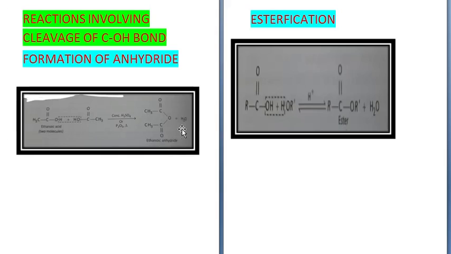Next reaction is esterification. When carboxylic acid reacts with alcohol, it forms an ester, RCOOH plus HOR dash. This will give you RCOOR dash plus H2O. This is an ester. R and R dash can be same or they can be different alkyl groups.